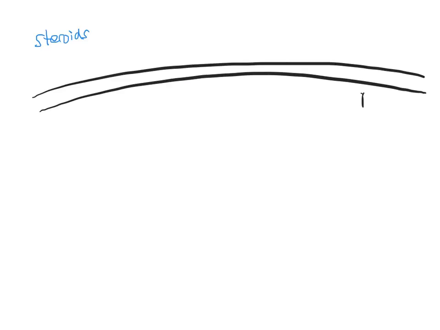So in order to visualize how signaling happens when we're talking about a steroid hormone, we need to draw the plasma membrane. This is the plasma membrane of the target cell. But we also need to draw the nuclear membrane.